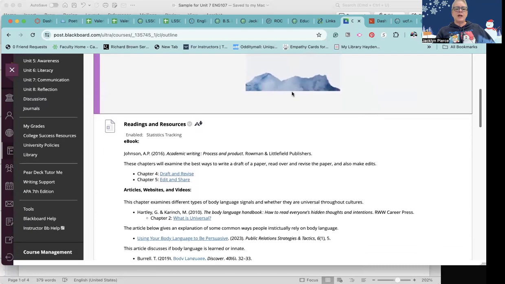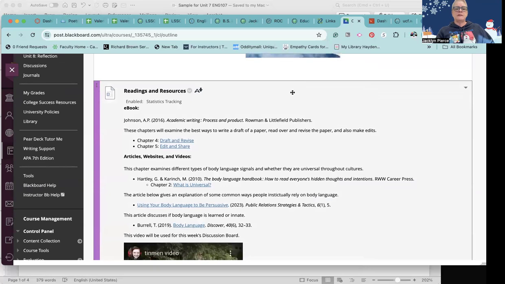In Unit 7, you have 2 chapters from the normal ebook that we normally start out with, Chapter 4 on drafting and revising, and Chapter 5 on editing and sharing. One of the big things with writing is, of course, that if you just finish it and turn it in immediately, chances are there's going to be errors in it because we're all human, myself included. And so learning about the importance of revising your work is a big part of college writing. So that's what we're focusing on with those readings.